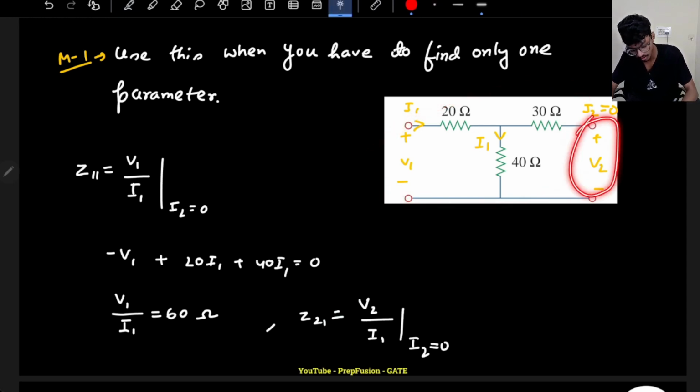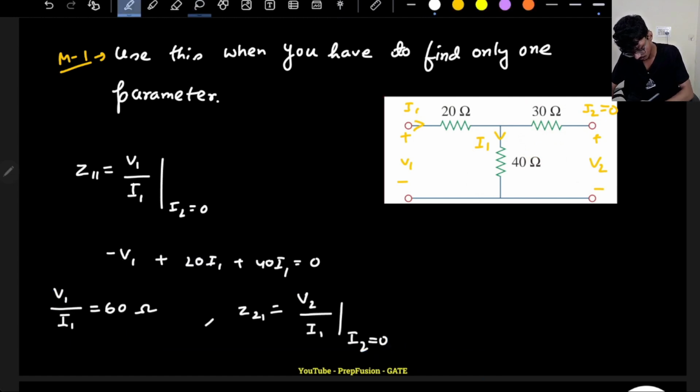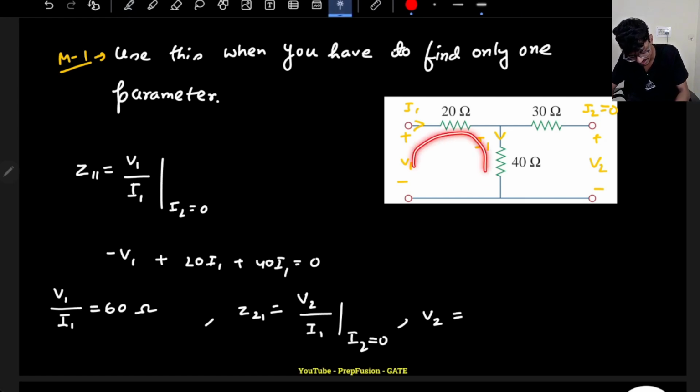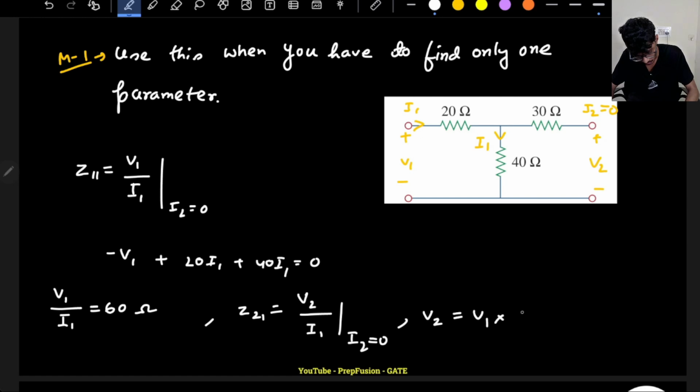So I need to find out V2. So what will be V2? This is 0 current, right? So there is no current through this 30 ohm resistor, so there is no drop across it. All of the drop is across the 40 ohm resistor. So V2 will be equal to, it is simply a voltage divider circuit, so 40 upon 40 plus 20 times V1.